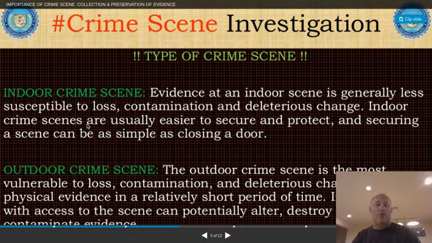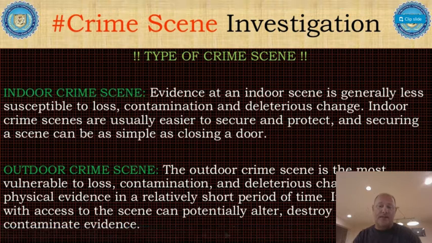Indoor crime scenes are usually easier to secure and protect, and securing a scene can be as simple as closing a door. Okay, police officer gets to a murder scene. He pokes his head in the door. He sees a body there. He knows the scene is secure. Simply close the door off, stand right next to it, and make sure nobody gets in there. Okay, that's as simple as securing a crime scene. Let the investigators and the technicians get there to process that crime scene.